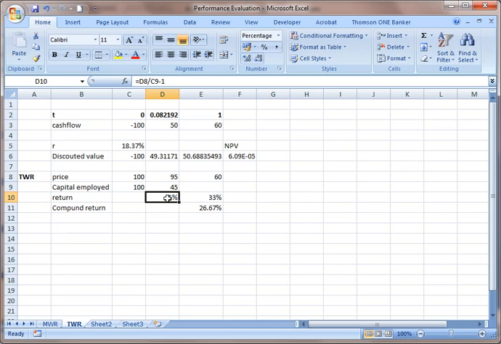So to calculate, the first return will be the price divided by the capital employed minus 1. That is the first period return. For the second period return, we employ 45 pounds, and eventually we get 60 pounds at the end. So this is the rate of return, and then we compound these two returns by multiplying 1 plus each rate together. Take away 1, and we get the compound rate of return.